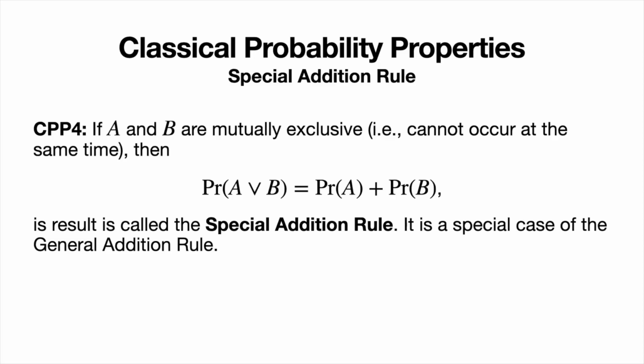Property 4 says that if A and B are mutually exclusive events, that is, they cannot occur simultaneously or at the same time, then the probability of A or B is equal to the probability of A plus the probability of B. This is called the special addition rule, and it's a special case of the general addition rule where A and B are mutually exclusive.